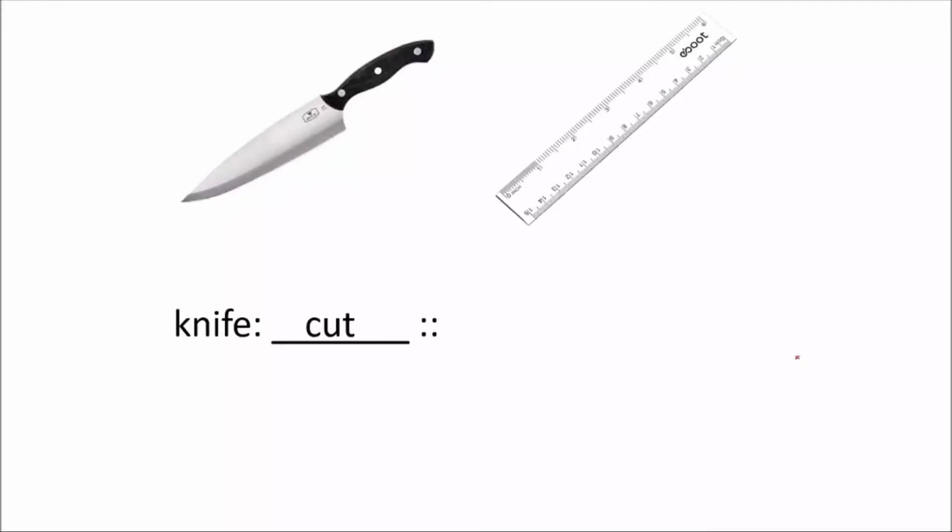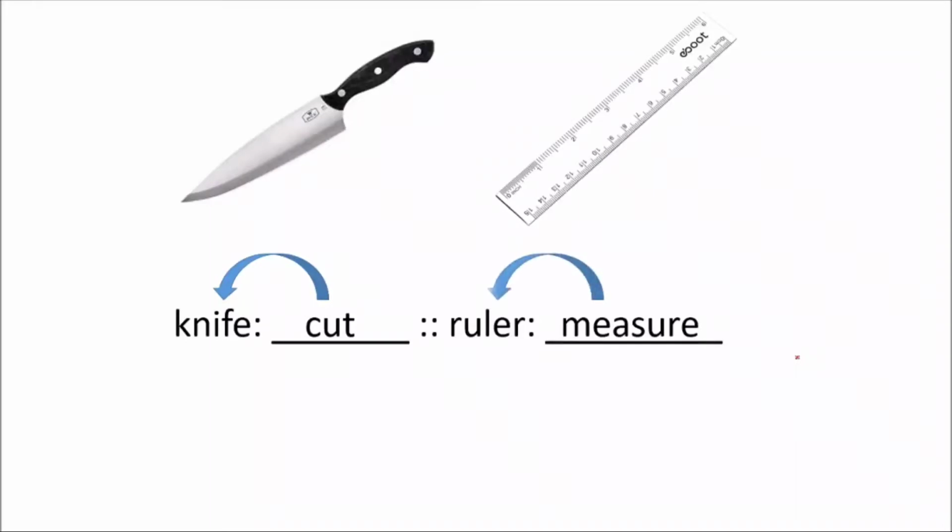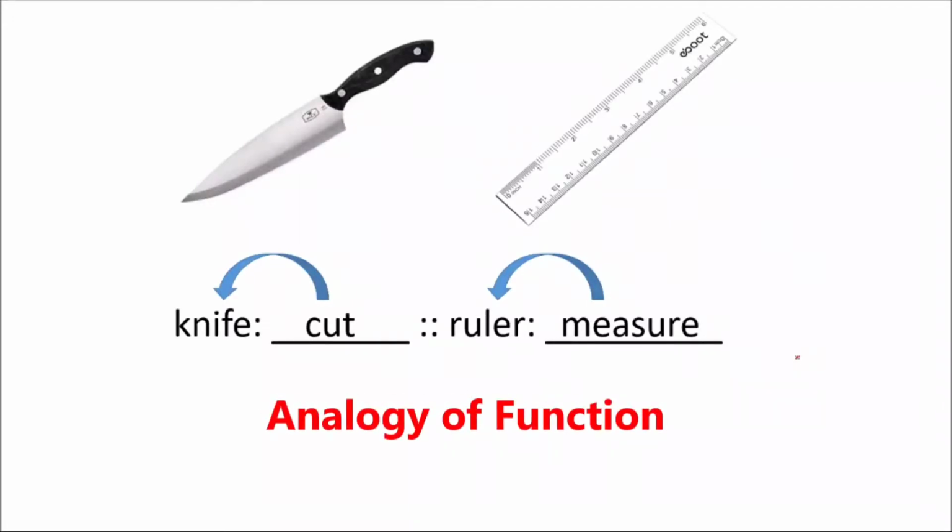If you're going to tell me, sir, we use a knife to cut our food, then you are correct. The word cut tells us the function of the word knife. Now let's go to our second pair. Ruler is to measure. Same thing. The word measure tells us the purpose or the function of a ruler. We use a ruler to measure an object. That is analogy. We have to discover the relationship that connects the words. In this case, we have what we call analogy of function.